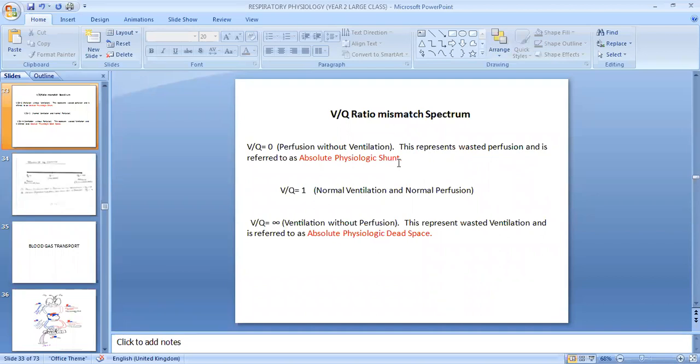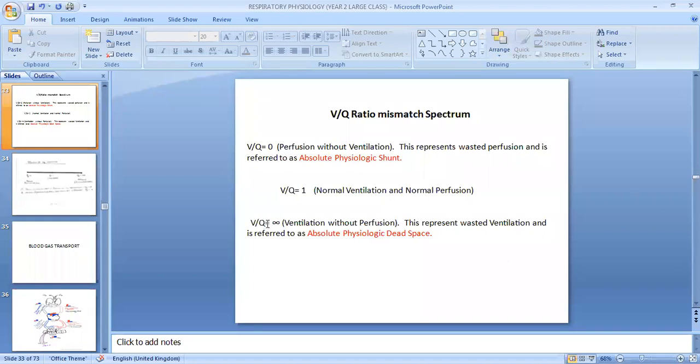Absolute physiologic shunt, and the VQ ratio can be 1 where there is normal ventilation and normal perfusion that equalize one another, and you get 1. Then the VQ ratio, and this is ideal, but we have seen in a normal person, it is never 1, it is 0.8, as we've calculated.